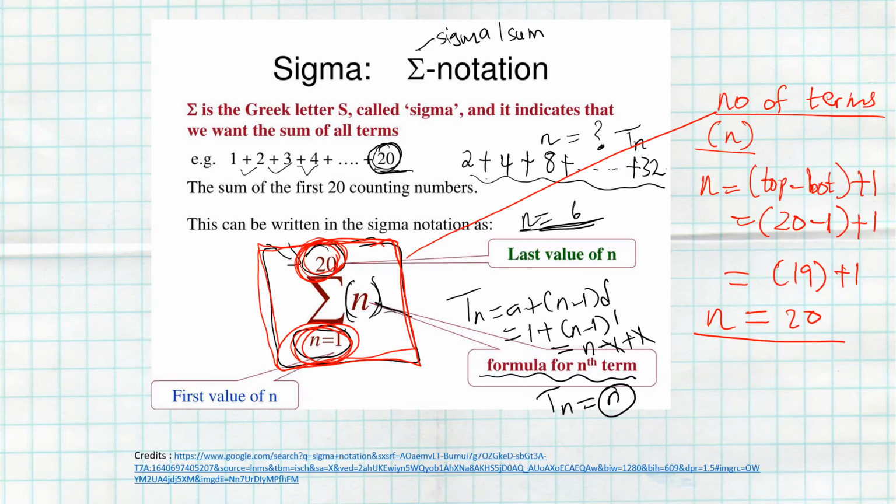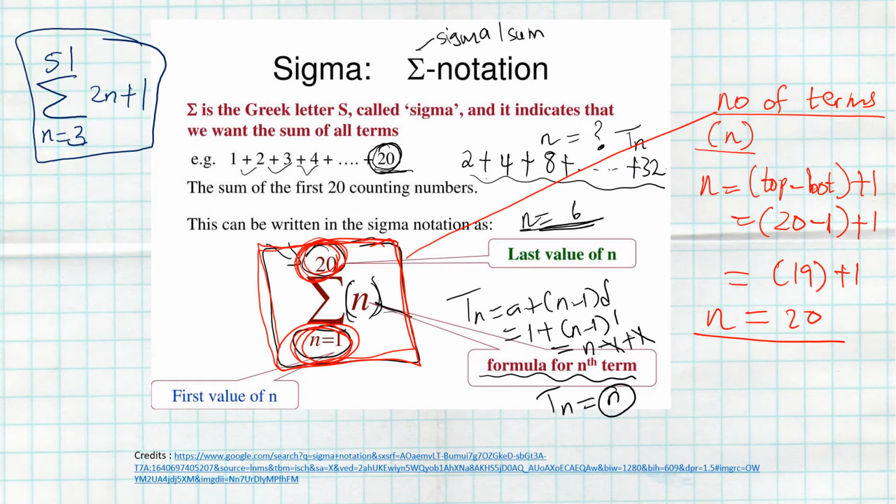But sometimes they might give you a different sigma notation. They say n equals 3, then they give you 51 on top, and the expression 2n plus 1. So this is a sigma notation, and they might ask you to calculate the number of terms that are being added in this series.